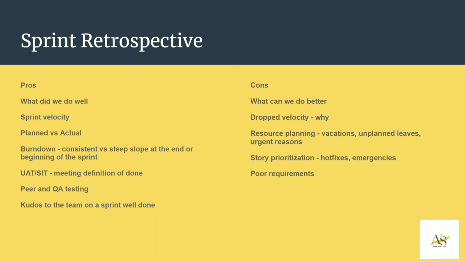The next is requirements. Sometimes you might lose velocity or drop velocity because requirements were not clearly written, not clearly understood, not clearly communicated, not clearly tested. So again, that's something we need to understand and capture and try and improve for the next sprint cycle. It's very important, this piece.